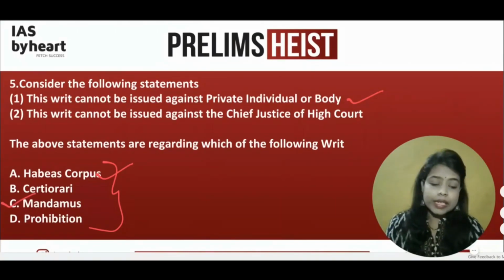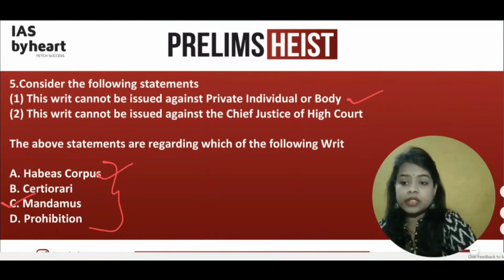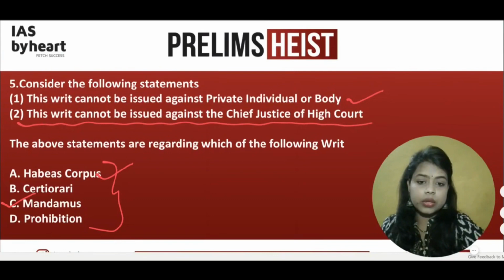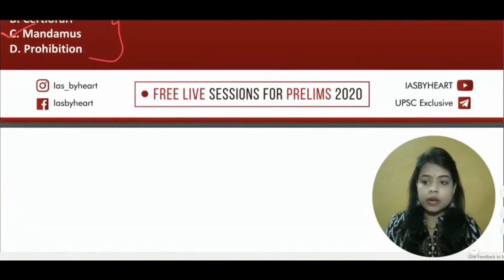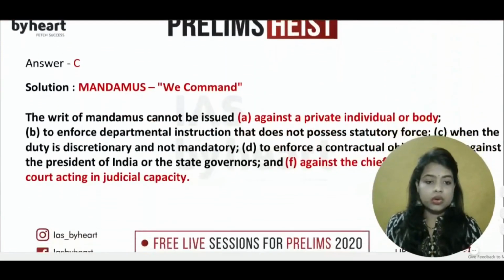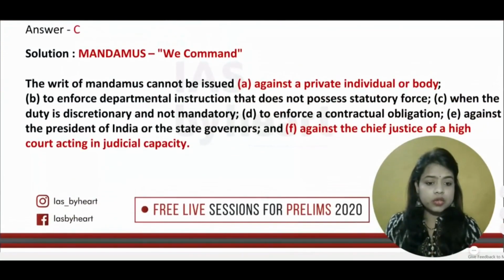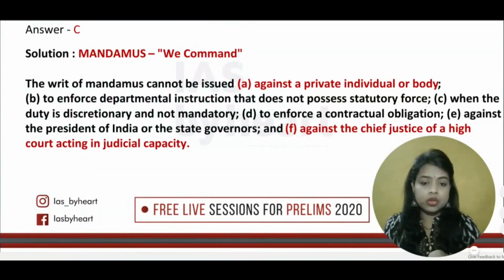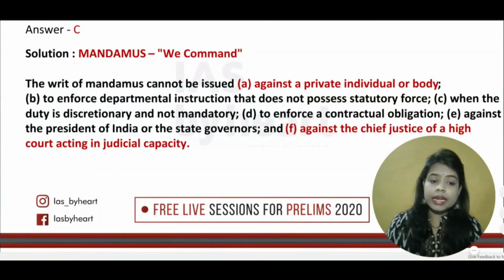But it is not that easy, because the second statement says it cannot be issued against the Chief Justice of High Court. This has to be remembered when you check the features of mandamus. You should be clear about all the features of mandamus, then only will you have clarity. So check the features: it cannot be issued against a private individual or body.